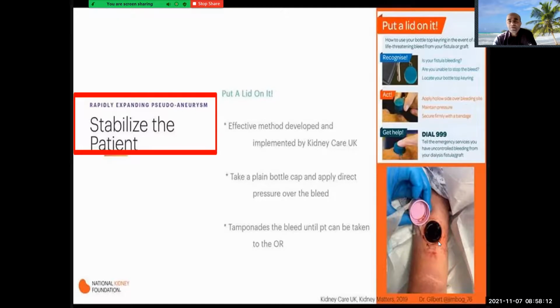An effective method developed and implemented by Kidney Care UK, United Kingdom. Already this is an effective method for a ruptured fistula. You take any water bottle cap, any cap of the solutions you have, or of the bicarbonate, and place it on the patient. Take a plain bottle cap and apply direct pressure over the bleed. Over the bleed, you put it here. Tamponade the bleed until the patient is taken to theatre.